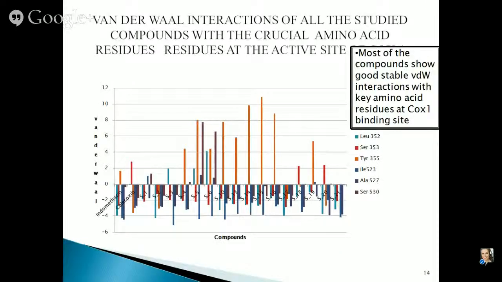This is the van der Waals interaction of the studied compounds with the crucial amino acid residues at the active site of cyclooxygenase 1. As we can see, most of the molecules have good stable interaction with the key amino acid residues at the COX-2 binding site.